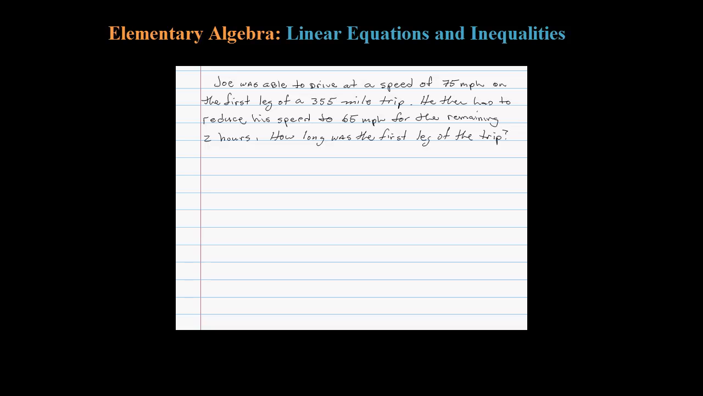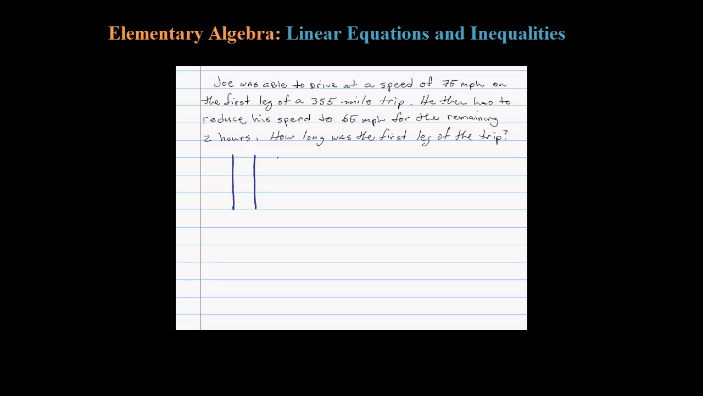Okay, Joe was able to drive at a speed of 75 miles per hour on the first leg of a 355-mile trip. Okay, and then he had to reduce his speed to 65 miles an hour for the remaining 2 hours. All right, so we have a lot of data here. Let's try to organize our data.